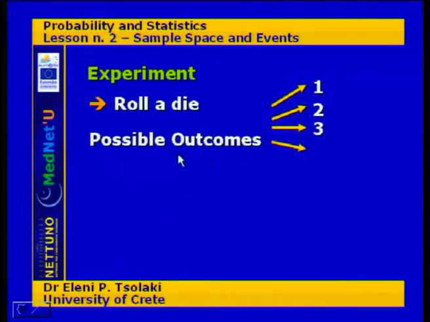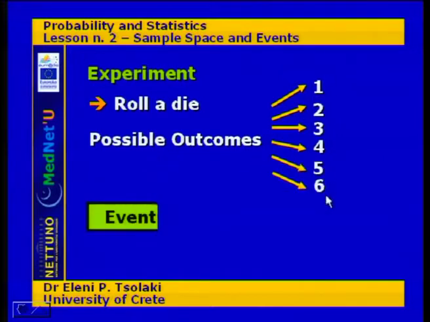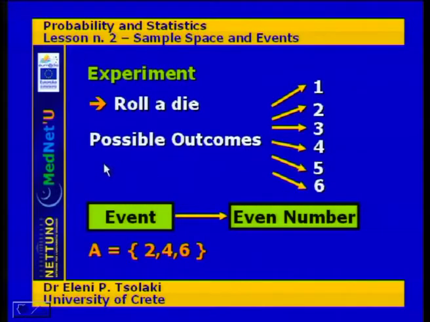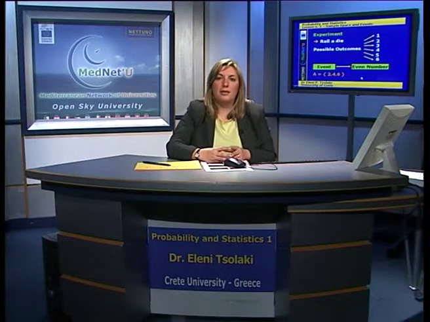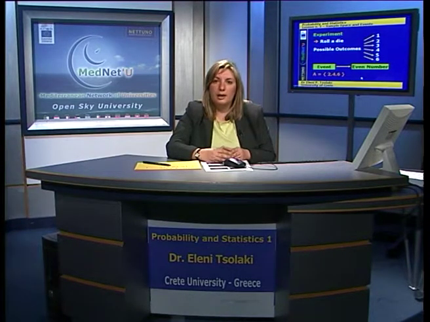When rolling a die, the six possible outcomes that belong to the sample space are shown here. We said that we may be interested, for example, in the event that we observe an even number, the event A equals 2, 4, or 6. In this case, we say that the event A occurred if we observe a 2, a 4, or a 6.